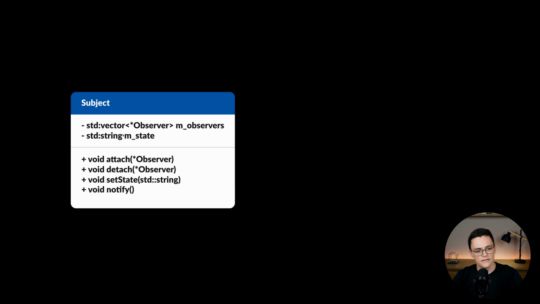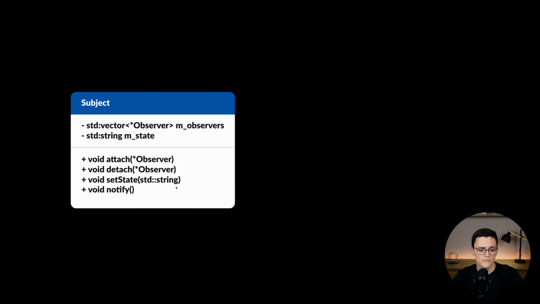Besides the state property, the subject also has a vector of observer pointers called mObservers. It needs that vector because when notify is called to notify the observers that a state change happened, it needs to know which are its observers. And it can iterate through this data structure. In this case, I've chosen a vector, but it can also be a list. It can iterate through it and call the update function on each observer. Quite elegant.